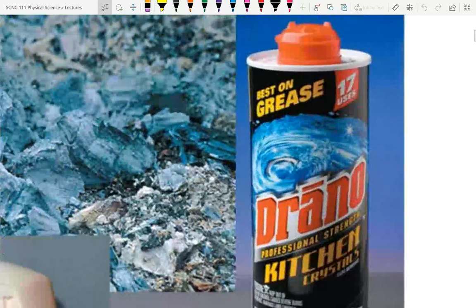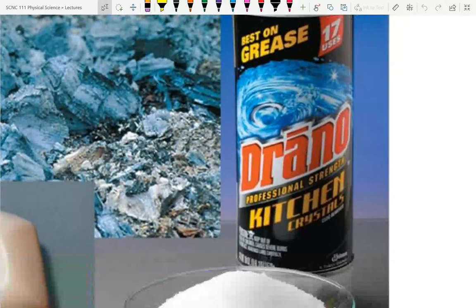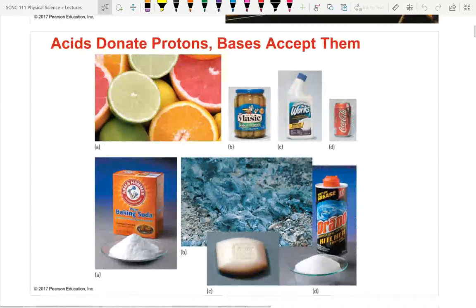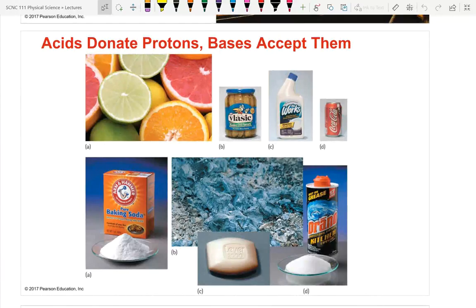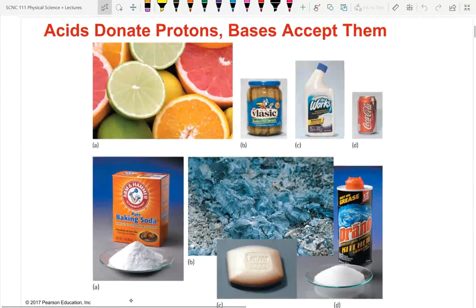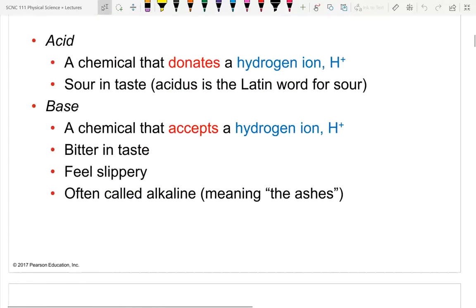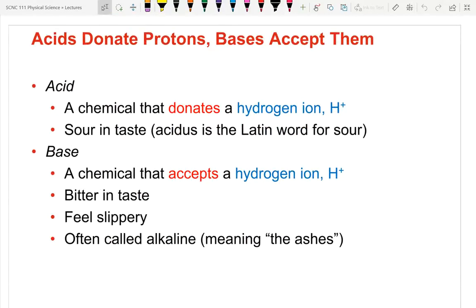And your drain cleanser, Drano. Those are basic things. So we use acids and bases a lot in life. And unless you're in chemistry class, you generally don't think of it. Now, some differences in acids and bases. An acid donates a hydrogen ion, right? It said donate a proton in the previous slide. Actually, it says donates protons at the top of this one as well.